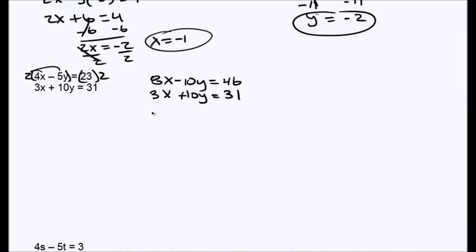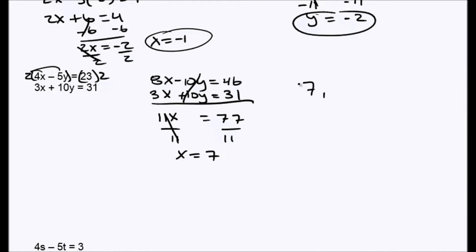So 8x plus 3x, that's 11x. That zeroes out. 11x is equal to 77. Divide both sides by 11. And x is equal to 7. 77 divided by 11 is 7. So I have my x coordinate. Now I got to find my y coordinate. Well, plug it in. Plug it into the original one.